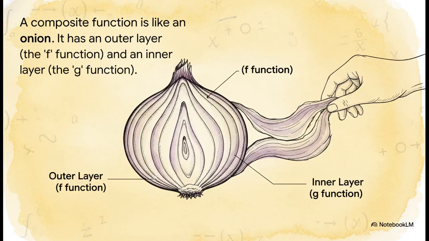And here it is. The simple, powerful way to think about this is an onion. Yep, an onion. It's got an outer layer, that's our f function, and it's got an inner layer, that's our g function. The whole secret to differentiating it is that you have to peel these layers one at a time, always starting from the outside and working your way in.